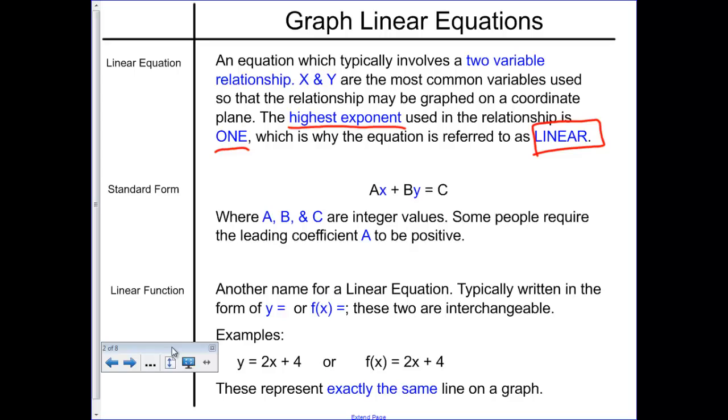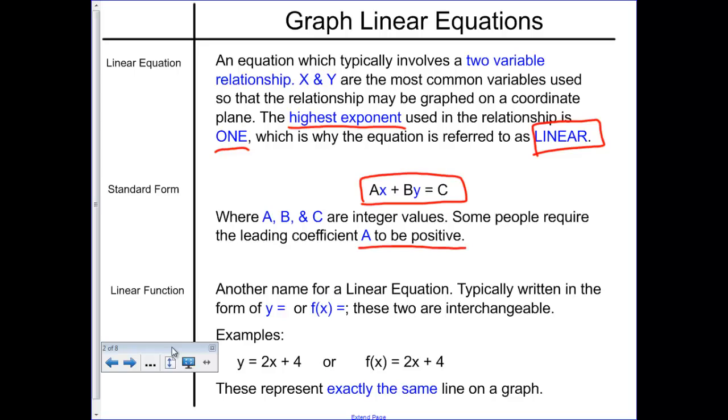This is the standard form, ax plus by equals c. And the one thing about A, B, and C is they all have to be integer values. And some people require that the leading coefficient has to be positive. That really depends on the teacher. But you can leave it positive or leave it negative. It's really up to you.